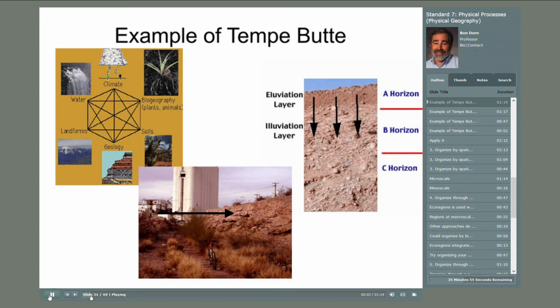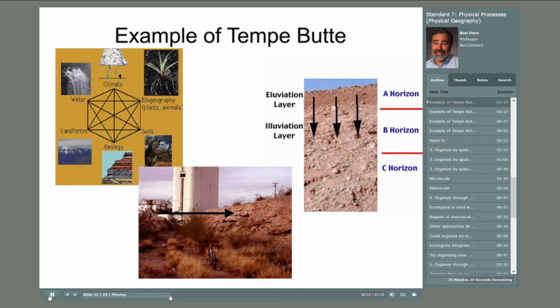Soils are very important on Tempe Butte. If you go to the south side of Tempe Butte near Mill Avenue, you'll see a railroad cut. And in the railroad cut, you'll see something that looks like concrete. Actually, it's the buildup of calcium carbonate over time through soil formation.